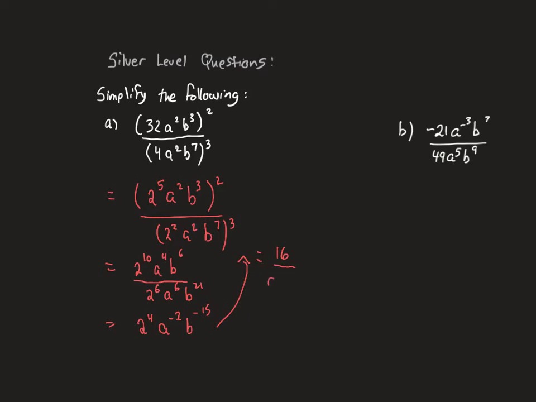Bring everything with a negative exponent to the bottom. And you're done. So in addition to the first two steps that we did on the other page, you have a third step here, which is negative exponents must change their position to turn positive.